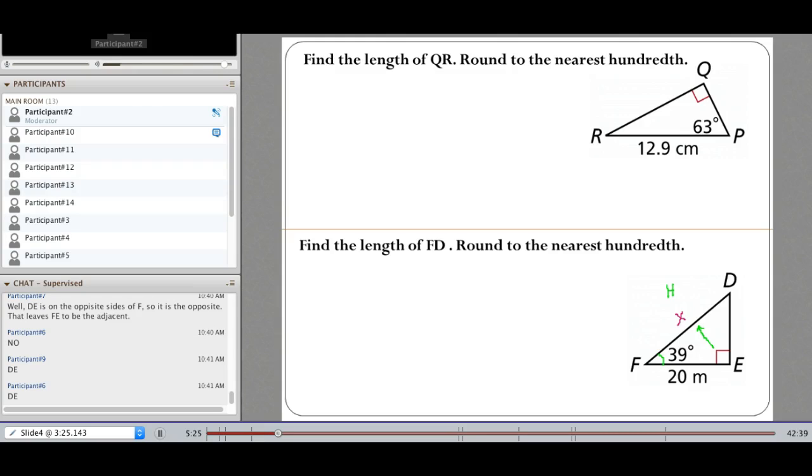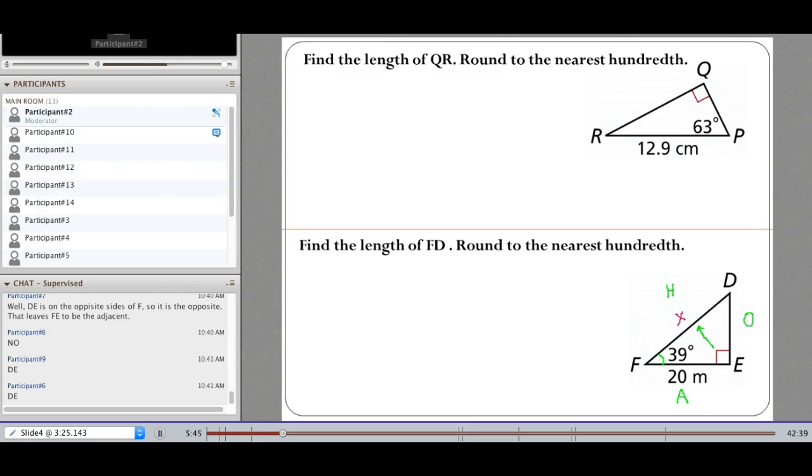Good. DE. Yes, exactly, Delia. And then the side that's left has to be the adjacent side. Just remember, adjacent means next to, so that side is next to angle F. It helps form angle F. So what three pieces do I want? You guys already told me.